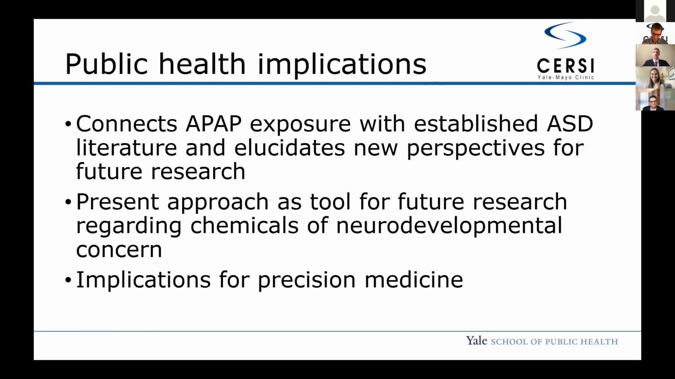So the results presented here suggest how prenatal acetaminophen exposure may relate to published literature on autism spectrum disorder, and may also elucidate areas or new perspectives for future autism research. The multi-omics methods used in this study, combined with the NPC model currently under development, can serve as an effective tool by which other chemicals of neurodevelopmental concern may be assessed. Future research and clinical implications stemming from the methods employed in this study could also include developing iPSC lines for individual patients from their biological samples, and then that could be used for precision medicine, for example.